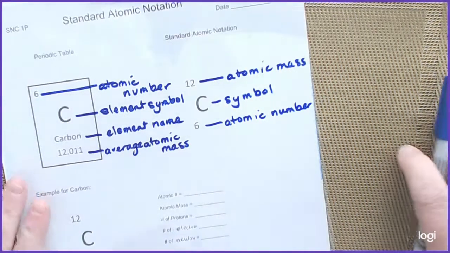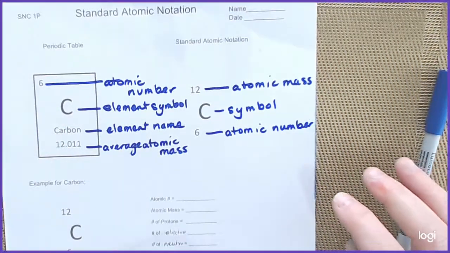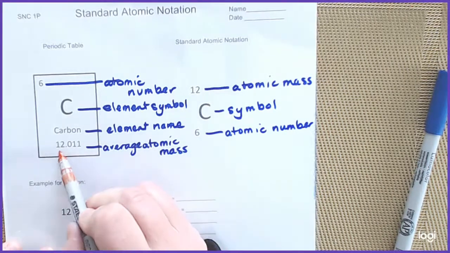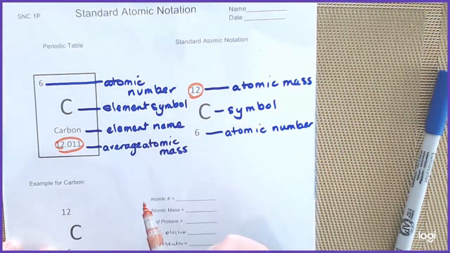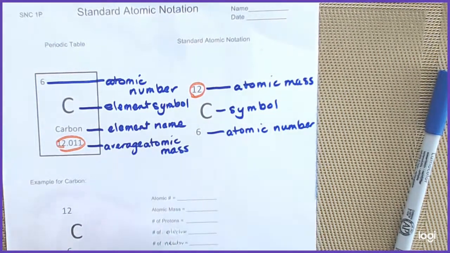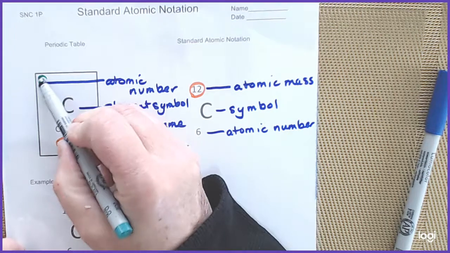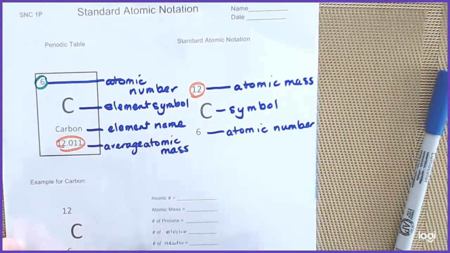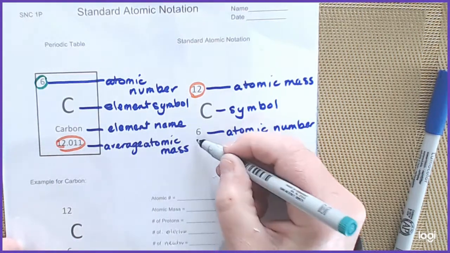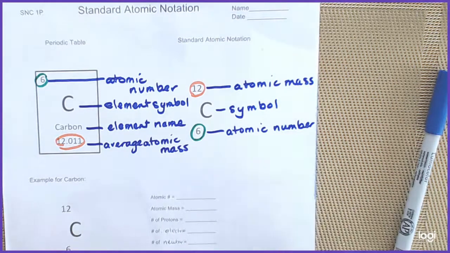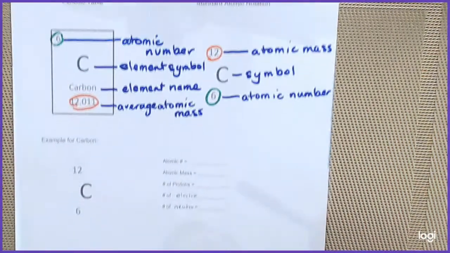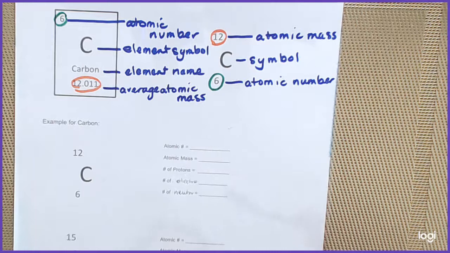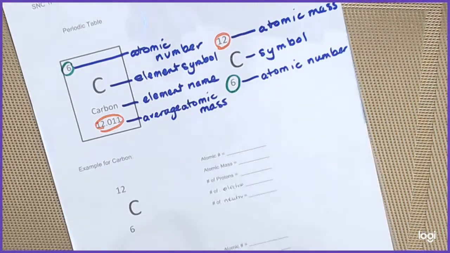So it's going to be a little bit different setup than on the periodic table. If you notice here, the atomic mass is at the bottom on the periodic table, but it's at the top in standard atomic notation. And you may also notice that the atomic number is up at the top on the periodic table, and in standard atomic notation it's down here at the bottom. But it still gives us all the information that we need to know. All right, so let's use standard atomic notation and figure out our protons, electrons, and neutrons for an example here.